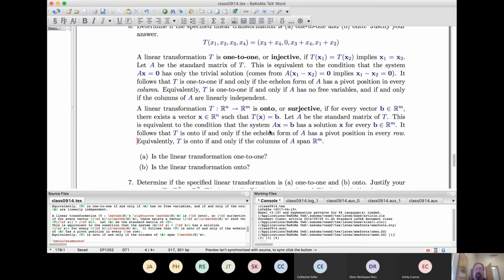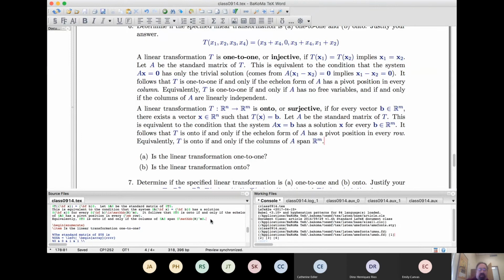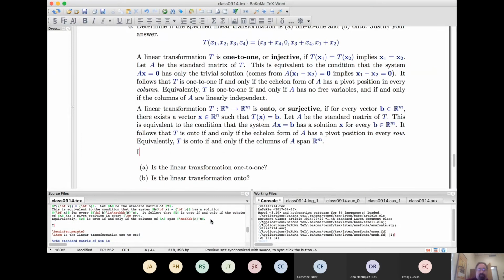So now we can talk about both concepts very concisely. A transformation is one-to-one if its matrix has a pivot position in every column. A transformation is onto if the matrix of the transformation has a pivot position in every row. You can actually put the two terms together. So T is bijective. That means it's one-to-one and onto. So it's both.